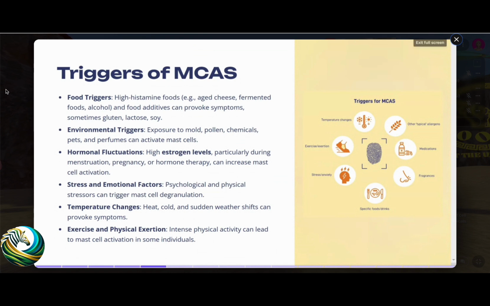And as you said, the things that can create mast cell activation syndrome can also make the triggers worse. If you get more exposed to mold, pollen, chemicals, even pet hair.